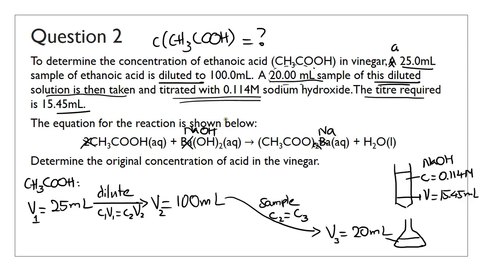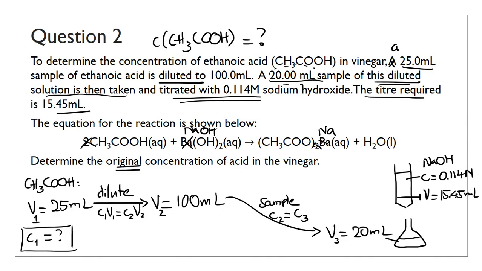And then you need to determine, once again, the original concentration of acid in the vinegar. The original concentration refers to solution 1, so ultimately, what I need to find is C1. I'm going to draw this again on a new page so I can actually do the calculations. Obviously, if you print the worksheet out, then you should have the whole thing, and you can make it go down if you want. So we have CH3COOH.